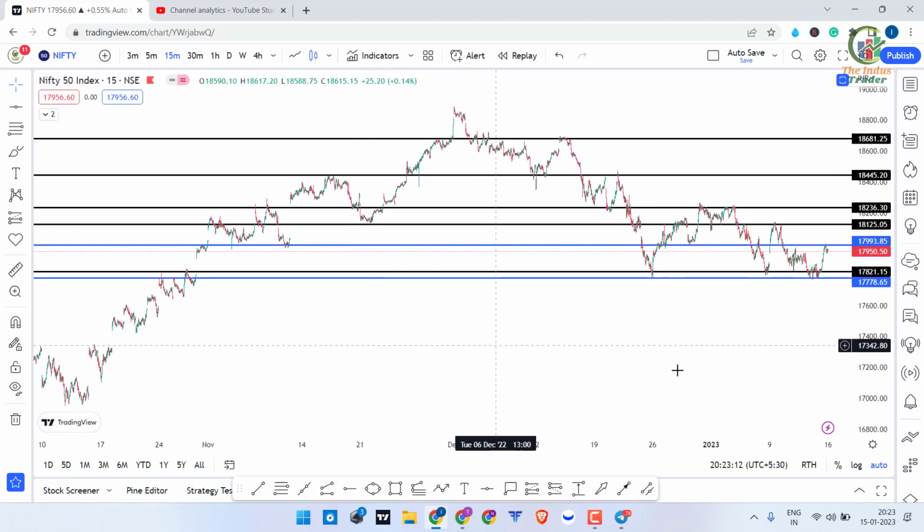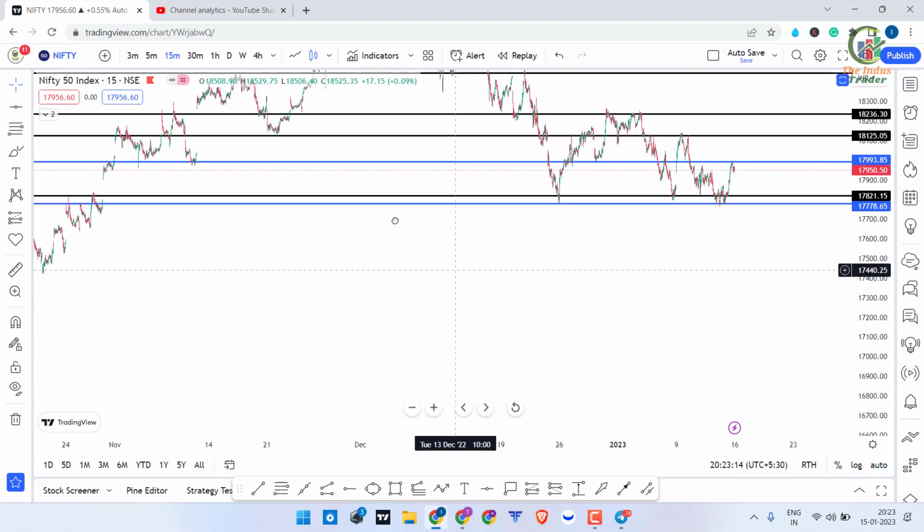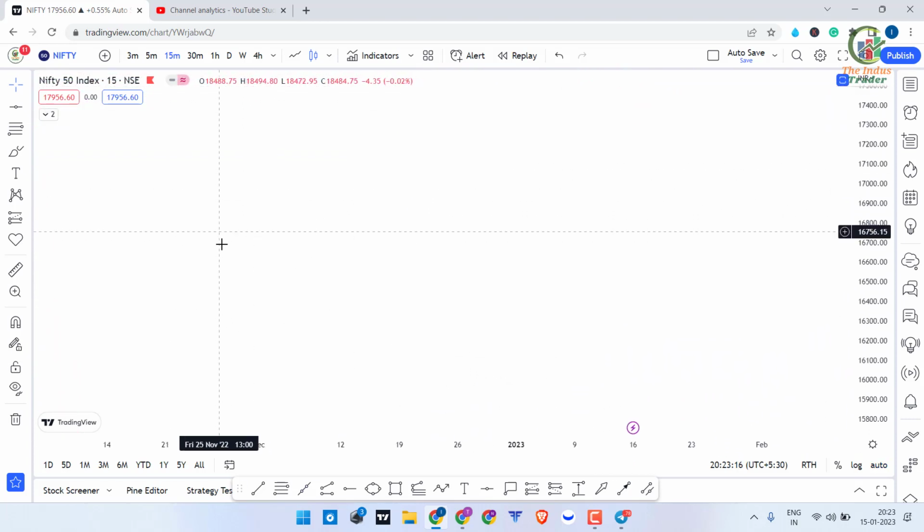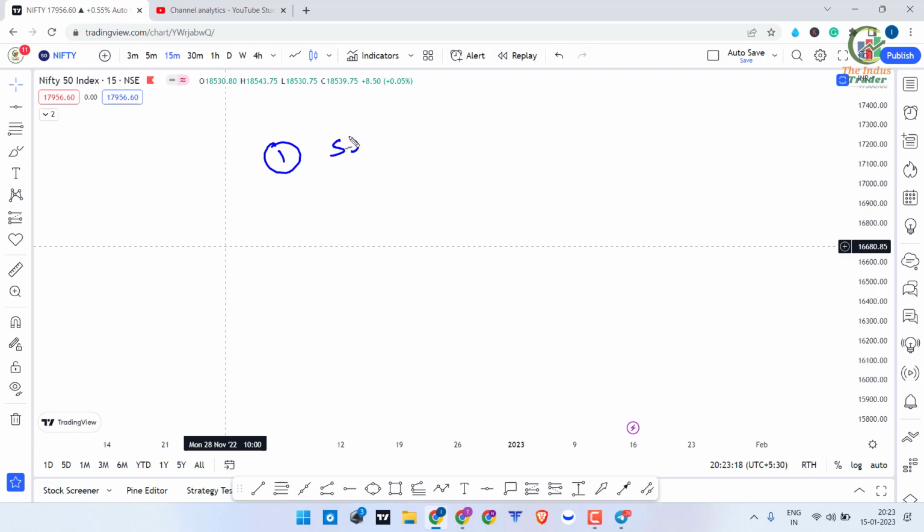So for better understanding, let me again revise the rules on how to draw the support and resistance. The first important rule is we should select a level which has acted as a support or resistance two or more times. And one more condition it should satisfy is if it acted as both support and resistance, then we can consider that as a good support or resistance.